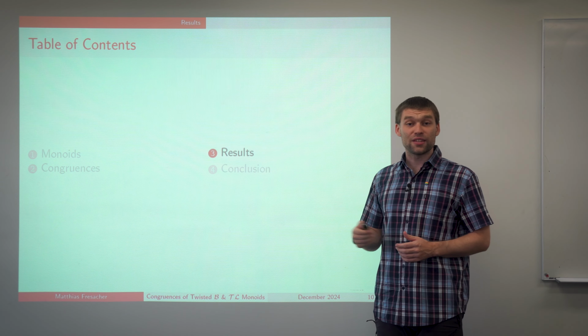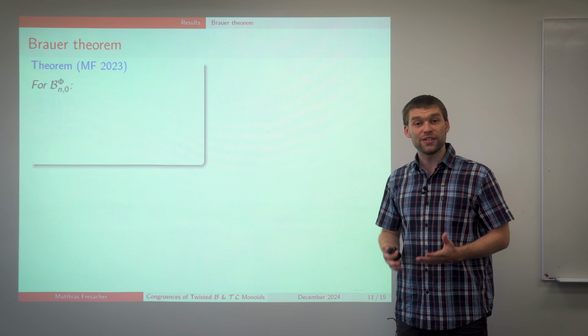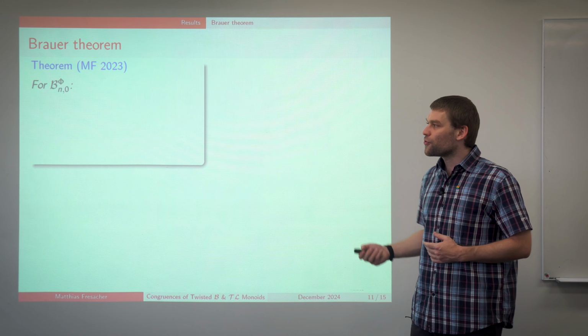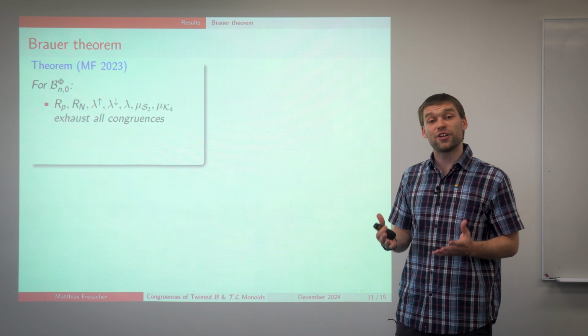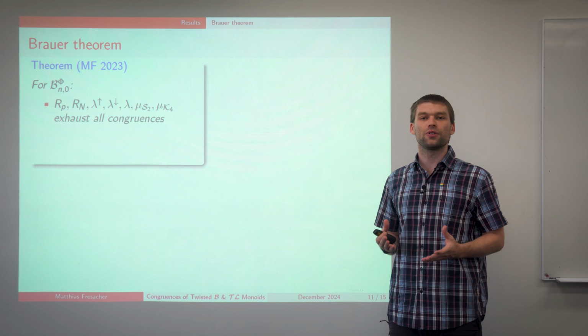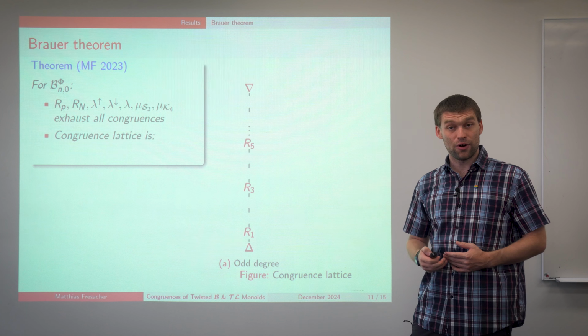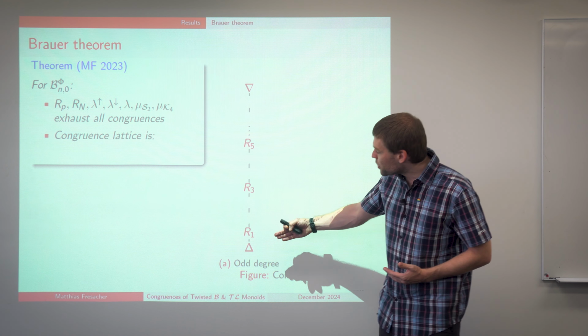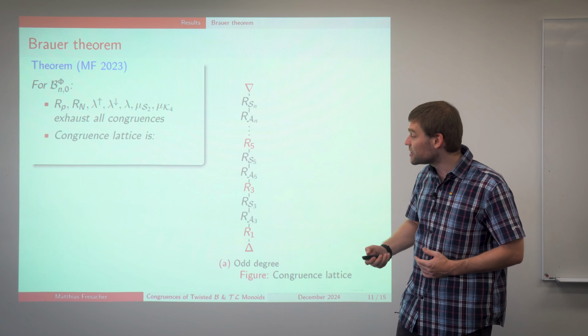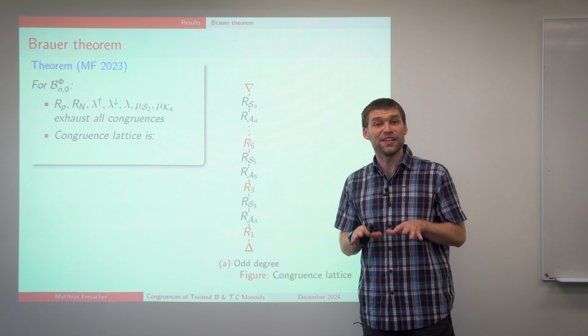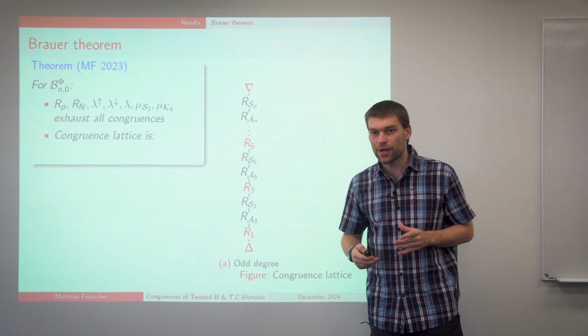That now allows me to state the results I was able to prove in the last couple of years, starting with the Brauer result. So for the Brauer monoid, the congruences that I just went through with you are in fact all of the congruences for this monoid. And the congruence ladders in the odd degree is a simple chain where we find the Rees congruences interleaved with the group-based congruences, as you would expect if you're familiar with this area.